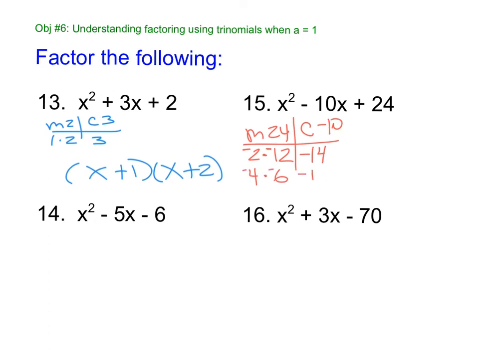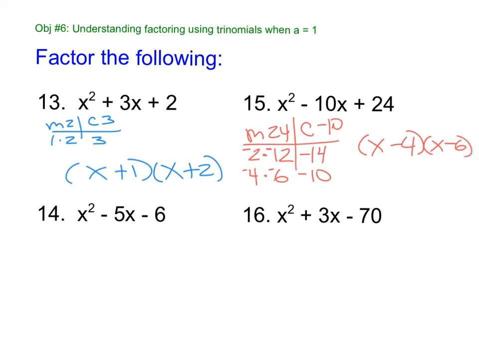So be really careful with the signs. Because they're both positive, they're both negative, you add. We are adding to 10, not subtracting to 10. So the answer is x minus 4 and x minus 6.